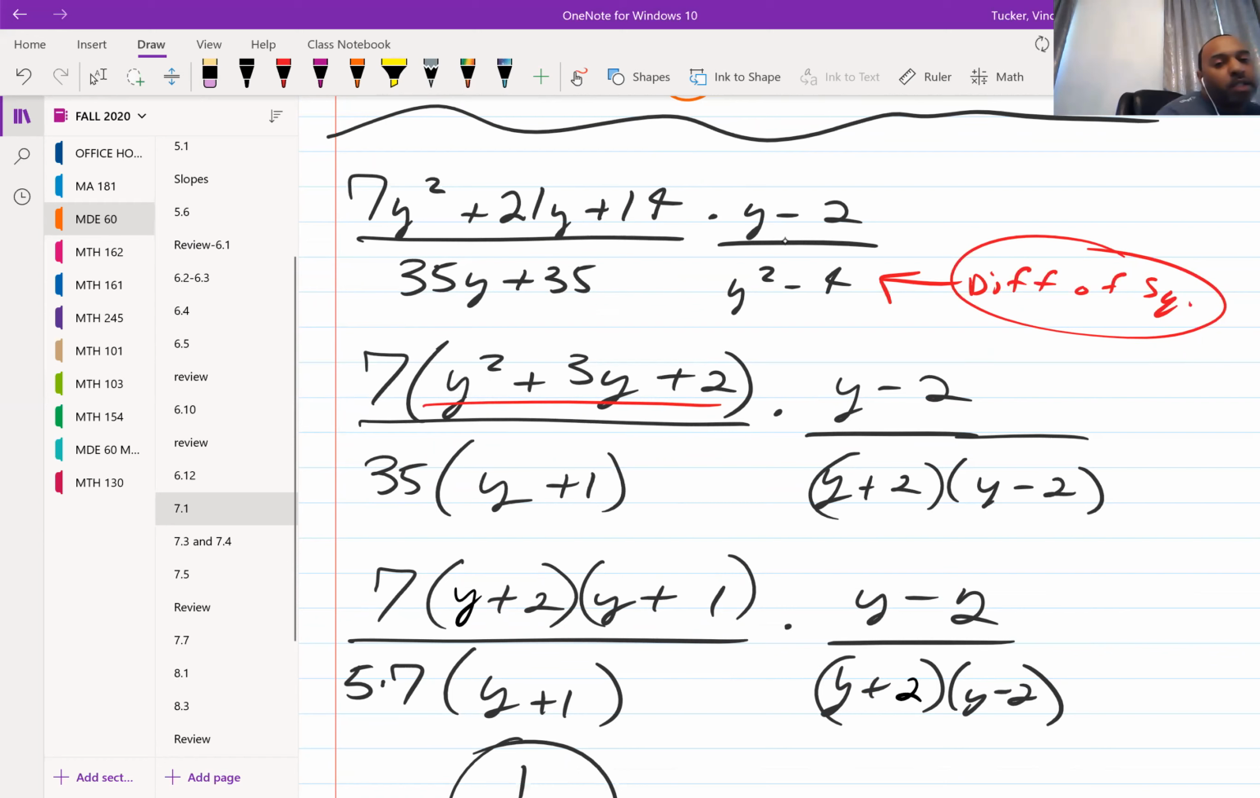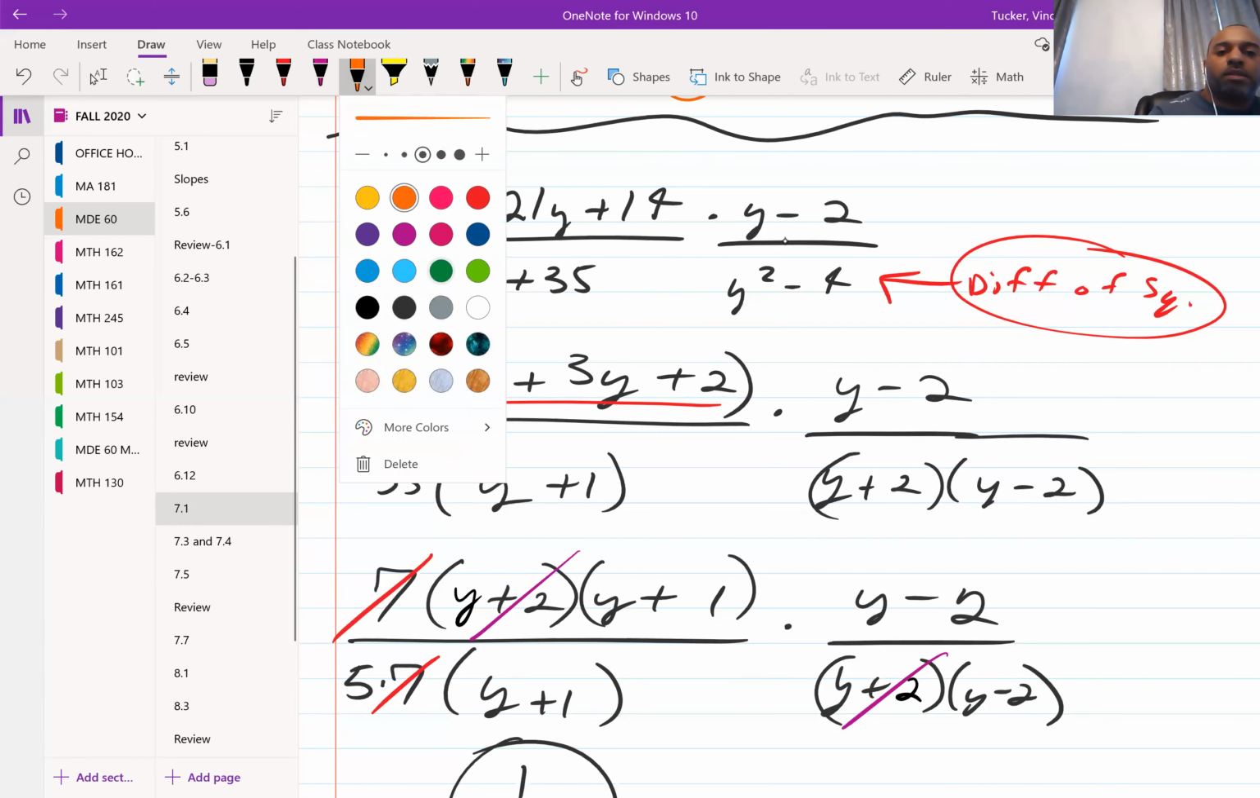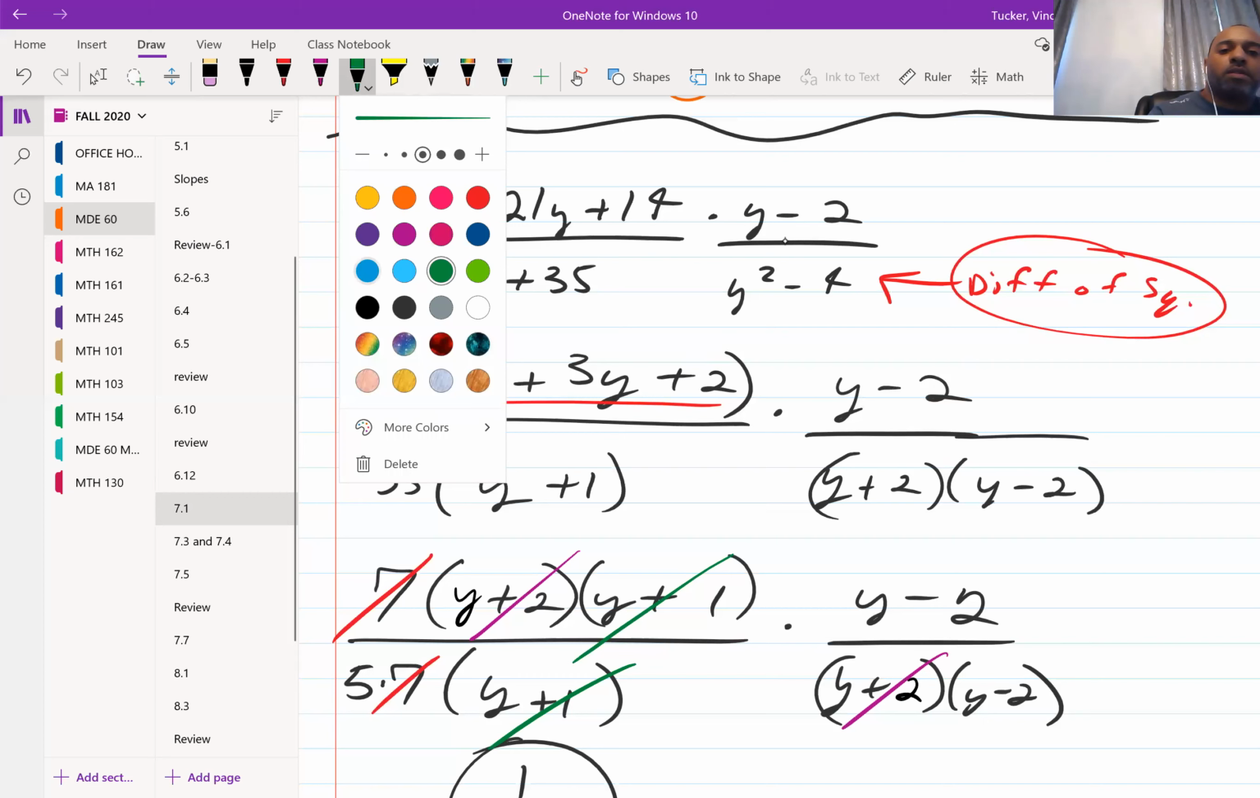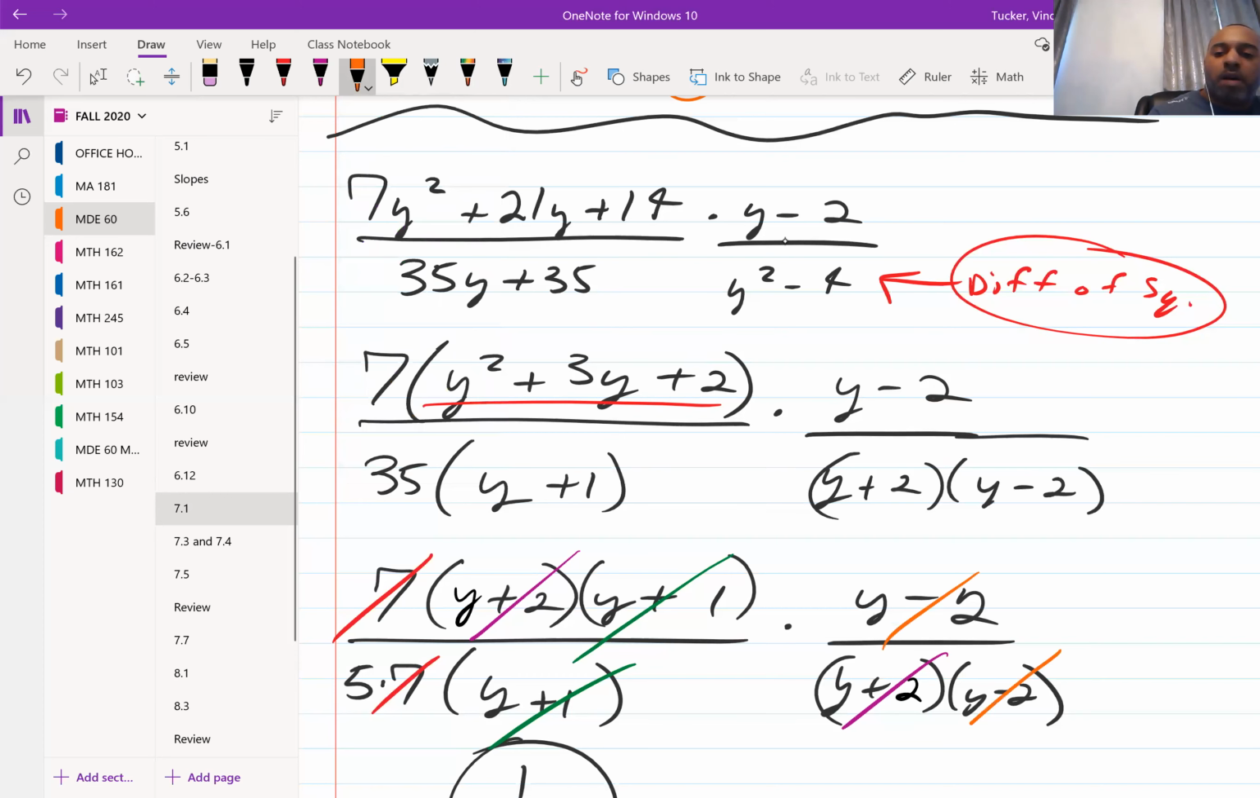Once you factor it out completely, you can go ahead and cancel out what's in common with the top and bottom. I also broke down this 35 into 5 times 7. So we see that my 7s can cancel out. Y plus 2 cancels. Y plus 1 will cancel. And y minus 2 will cancel.